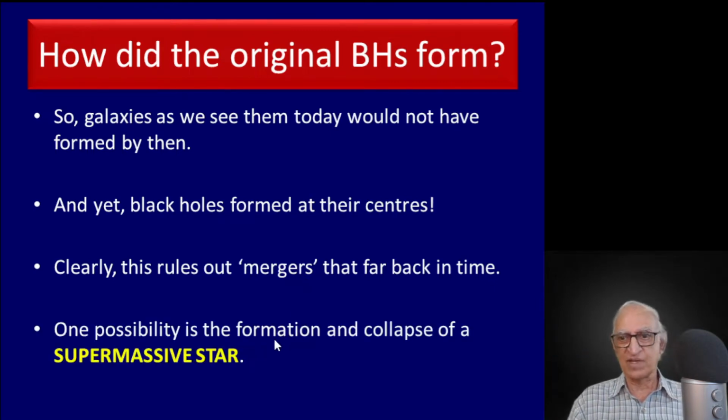So one possibility is that original supermassive black hole in primitive galaxies might have formed from the collapse of a supermassive star, a star whose mass was not a few times solar mass, but 10 to the 9 times the solar mass.